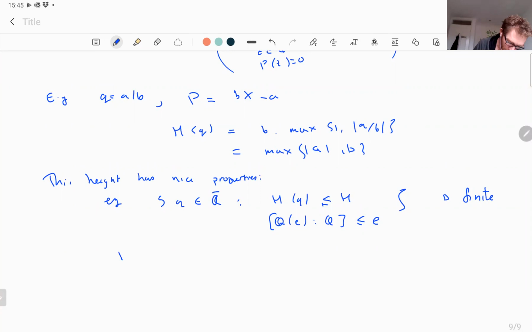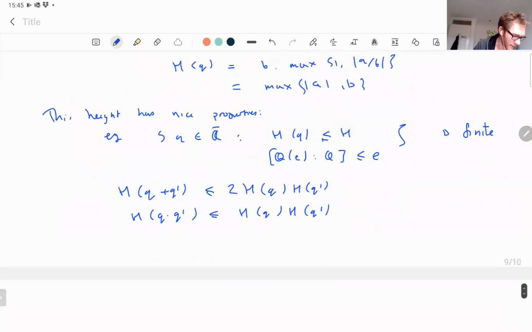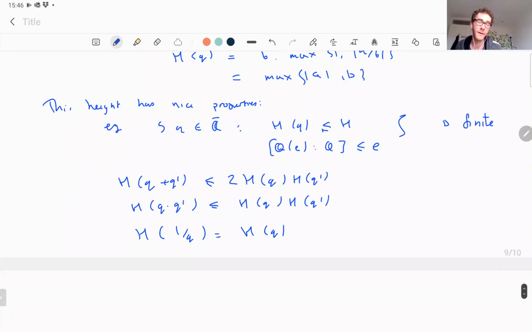What else does it satisfy? It behaves well with respect to addition and multiplication, so polynomials. The height of 1 over Q is the same as the height of Q. If you have a non-zero algebraic number, its height is 1 if and only if it's a root of unity. So these things aren't obvious from this definition.